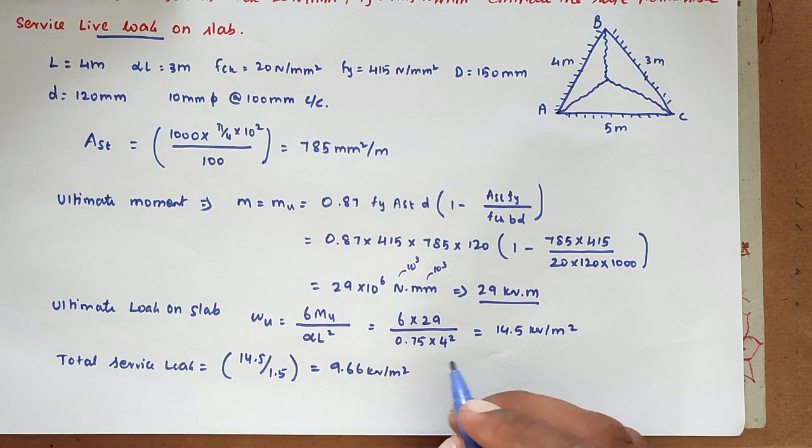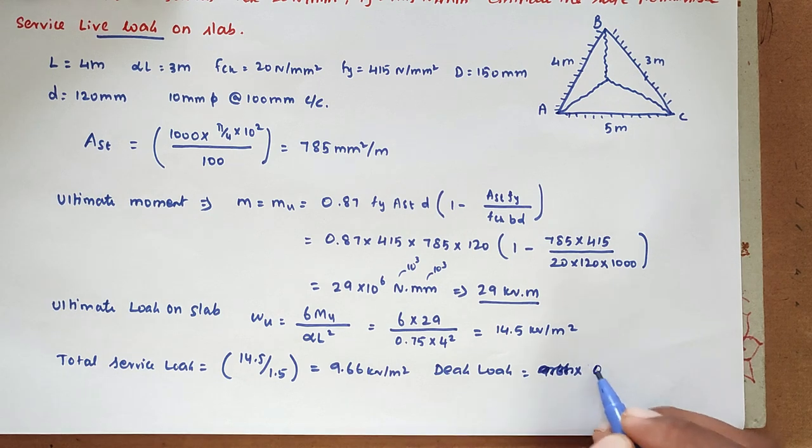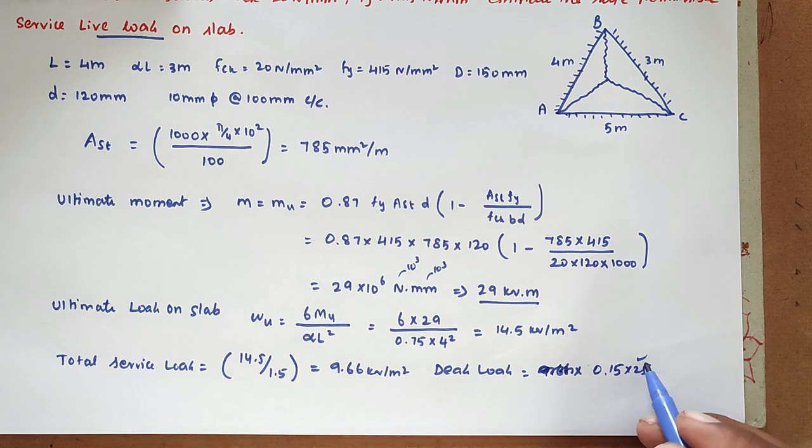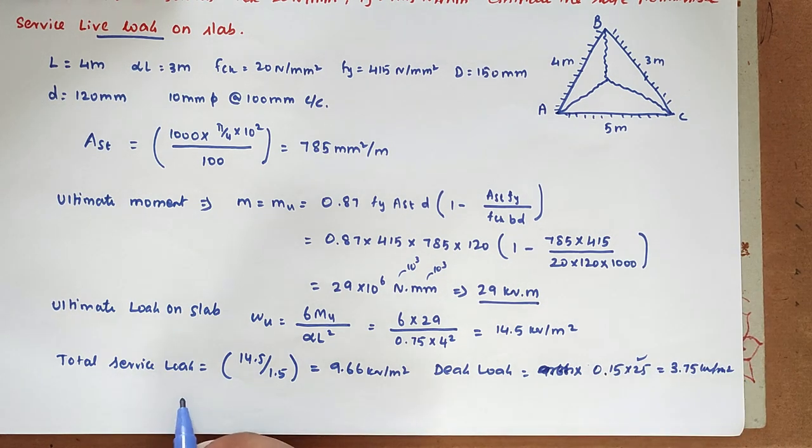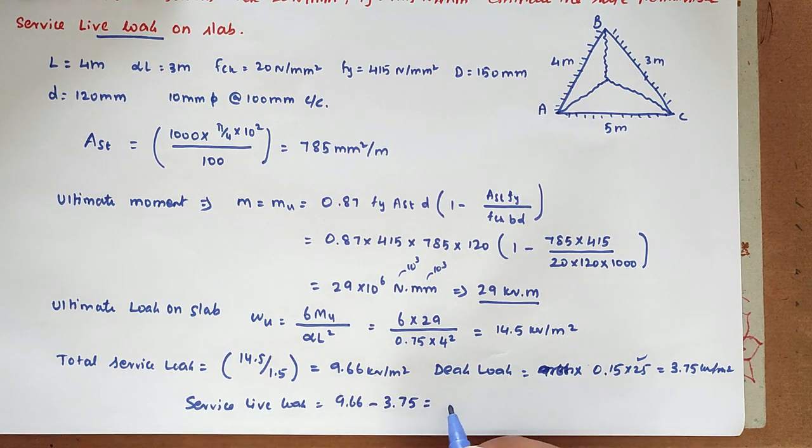From that we can find out the dead load. Total dead load equal to 0.15 into 25, where 25 is the unit weight of concrete and 0.15 is the depth of slab. So we got the value of 3.75 kilonewton per meter square. Now the service live load equal to 9.66, subtracting the dead load, 3.75. So we got the value of 5.91 kilonewton per meter square. This is the total service live load.